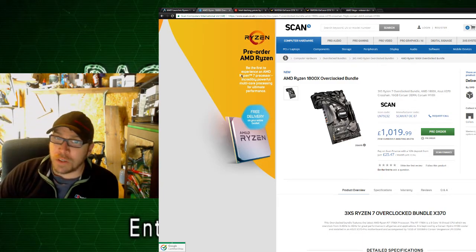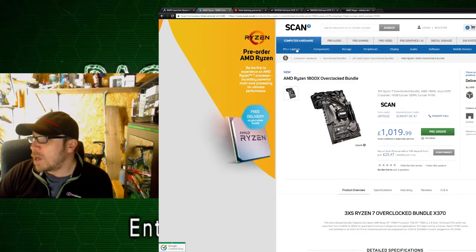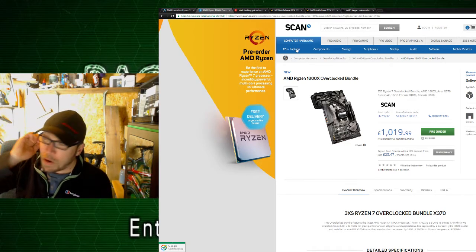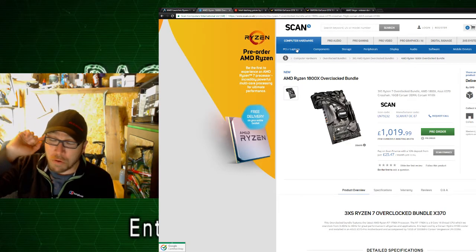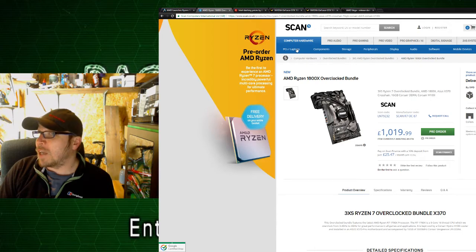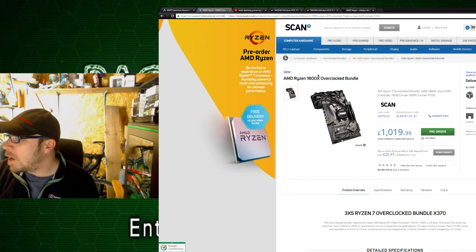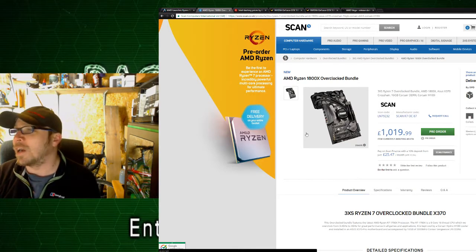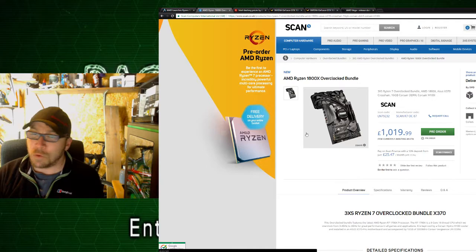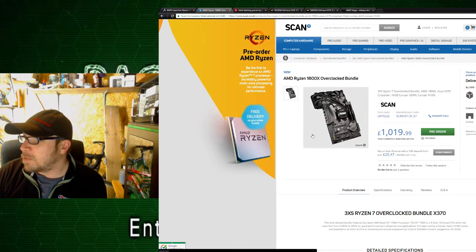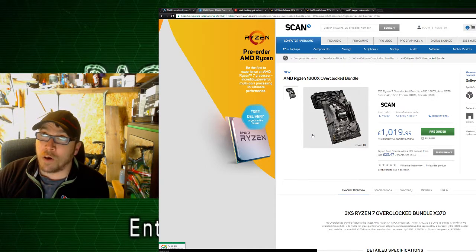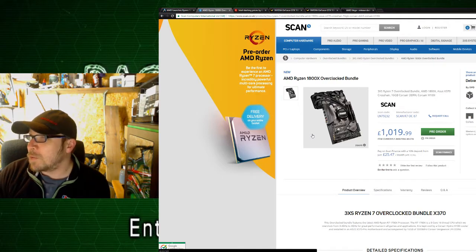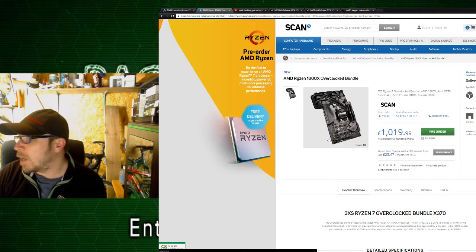In Britain, you'll know these guys as Scan, pretty good company. And in America, there'll be an equivalent. I don't know who it would be, but you can go and check them out. Scan.co.uk. And they're selling overclock bundles. So I was just interested to see what the overclock was, because no one's talked about overclocking yet. Well, they've talked about it, but no one really knows. So these bundles are available to buy on the 2nd of March. So I'm assuming they've been overclocking them in-house.